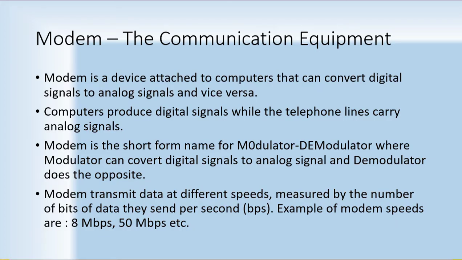Means first of all it converts the digital signals to analog signals and later on it converts the analog signals to the digital signals. Digital signals are the signals which are generated by the electronic devices. Electronic devices use the 0 and 1 values, and these 0 and 1 values create the digital signals. But the telephone lines or the normal transmission of the signals are not possible with this digital signal.